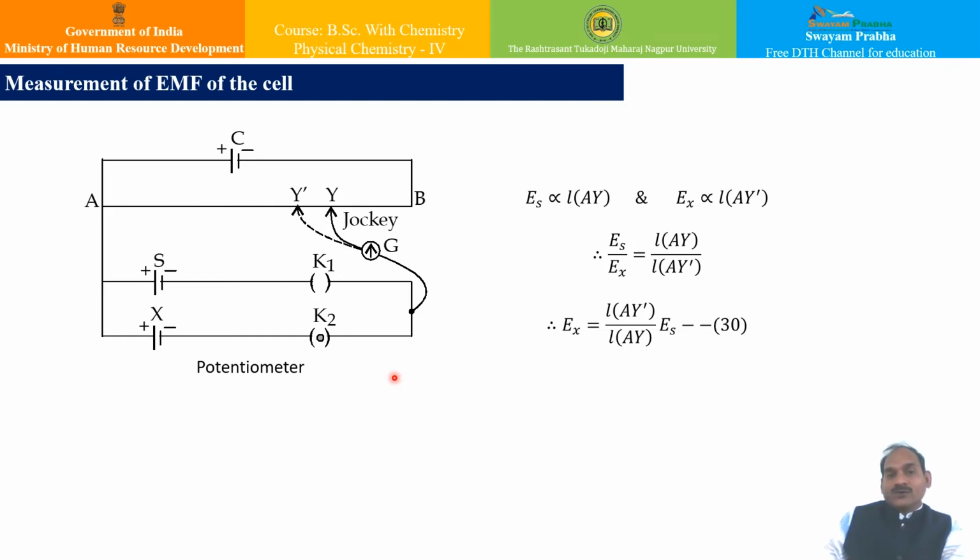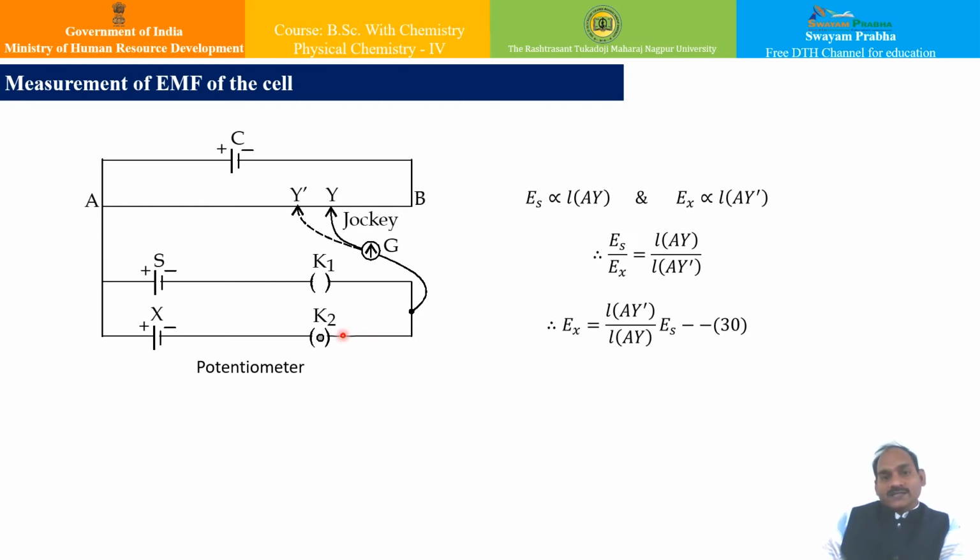This cell EMF is measured with an apparatus, and the sketch of this apparatus is represented by this figure. It is known as the potentiometer. This potentiometer is based on the principle of the compensation method, or the potentiometer method, isn't it?